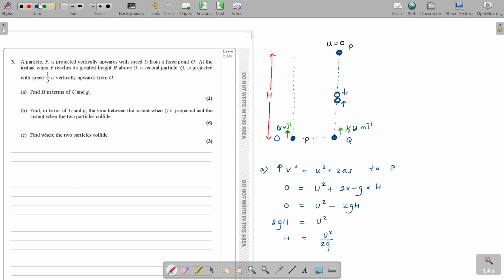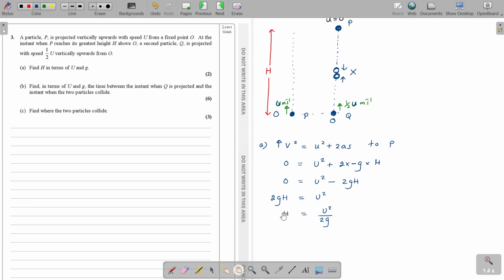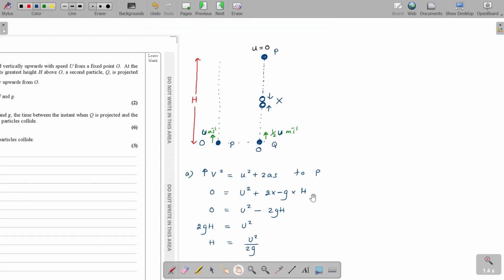Okay, so we'll say the collision point is some point X. At the collision point X, the time taken for particle P to move from P to X and particle Q to move from O to X are equal. This is point O, right? They are asking you to find in terms of capital U and G the time between the instant when Q is projected and the instant when the two particles collide. There's only one equation to use here. What's the equation you're supposed to use? We will use S equals ut plus half at square.